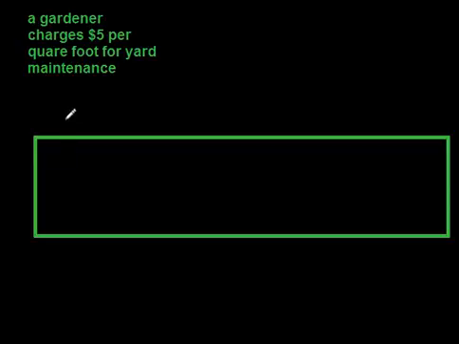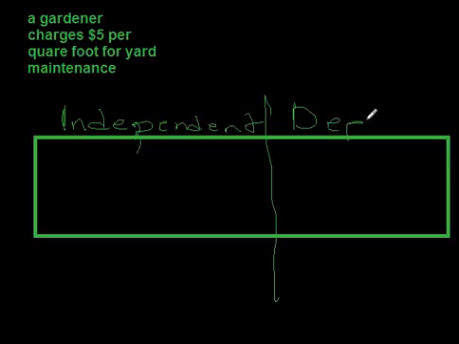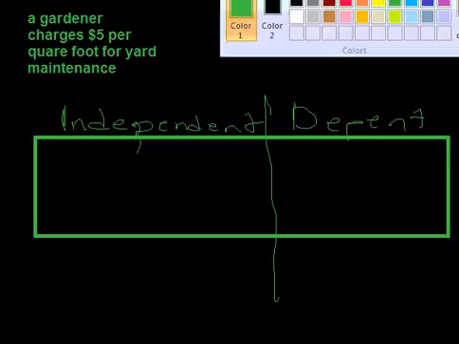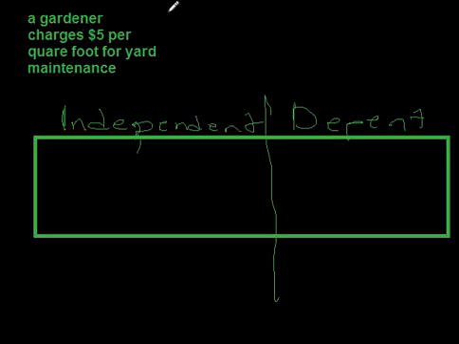So let's say these are going to be what I call my independent and my dependent variables. So let's go through and find out which is which. A gardener charges $5 per square foot for yard maintenance. Well, my independent variable, does anybody have a guess here what it could be? Ian, what do you think the independent variable is in this? The number of square feet. Absolutely, yeah. Number of square feet.